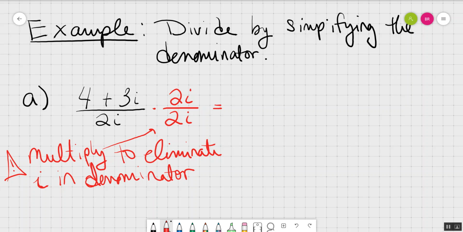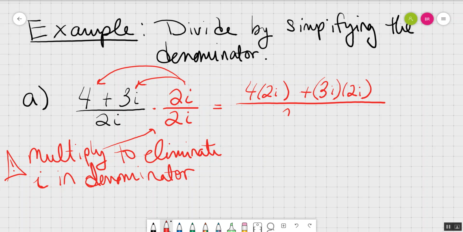So for the upper one, I'm just going to distribute. I'll end up with a 4 times 2i plus a 3i times 2i. And in the denominator, I'm going to end up with a 2i squared, because it's 2i times 2i. I'm doing that on purpose because I want that i to go away.